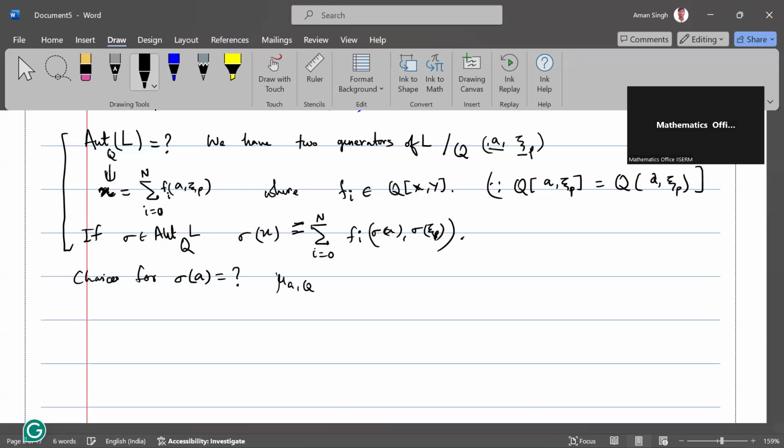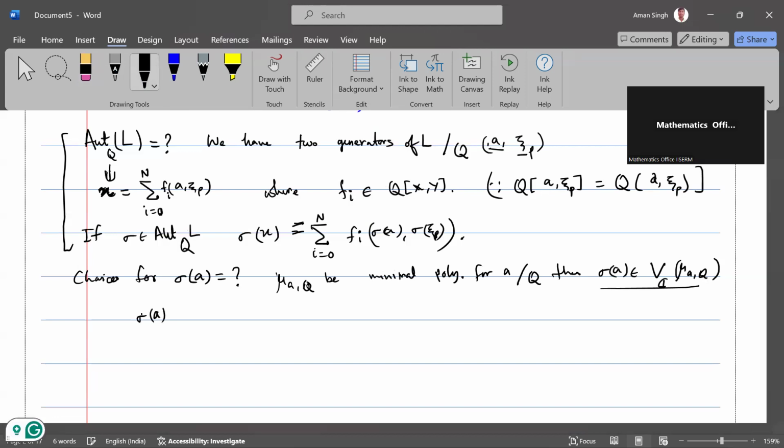So let mu_a over Q be the minimal polynomial for a over Q. Then sigma of a can go anywhere in the zeros of mu, the zeros of this polynomial. So how many choices? What is the cardinality of this set?